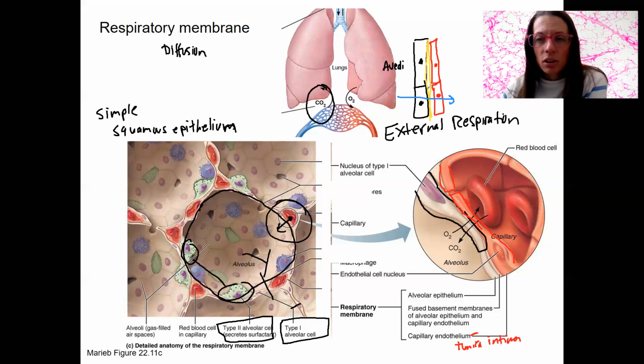It's going to look, we'll get to that later. So this is external respiration going from the alveoli to the bloodstream in the pulmonary circulation, right? The pulmonary circuit is this right here.